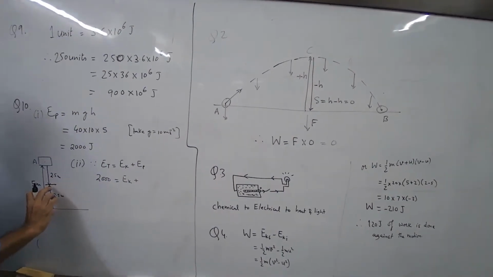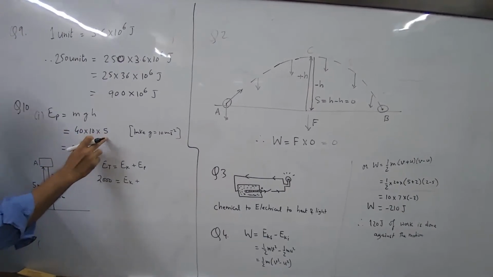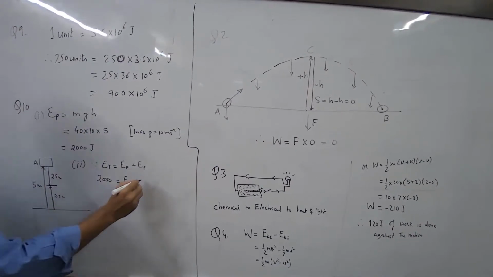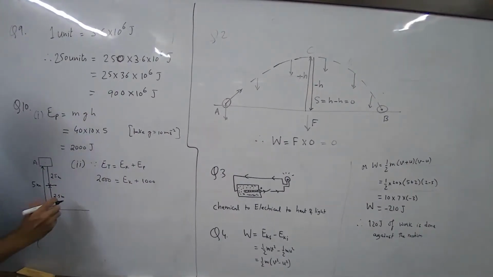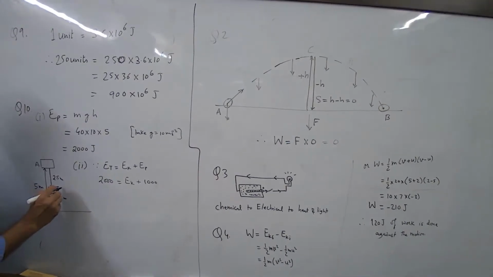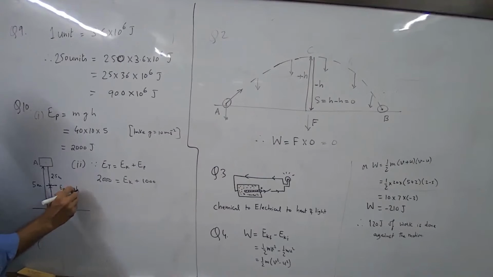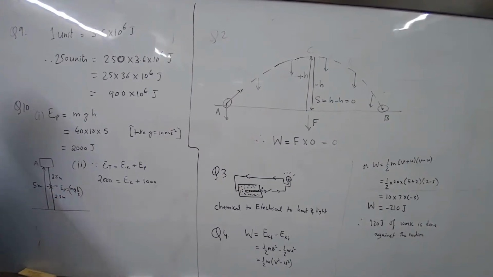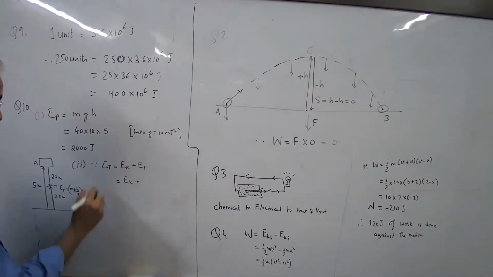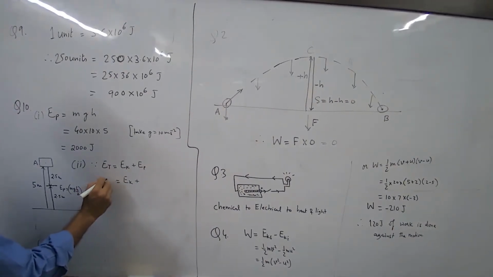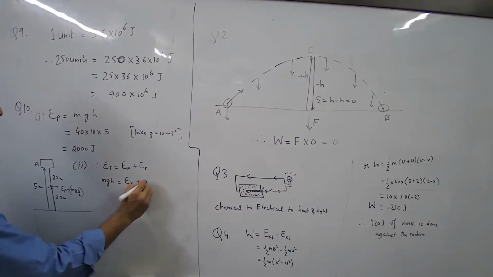So over here, EP will be mg 2.5, so that will make 1000. At half height, EP is equal to mgh by 2. We should write it like this. E total is at full height, which is mgh only. So E total is Ek plus mgh by 2.